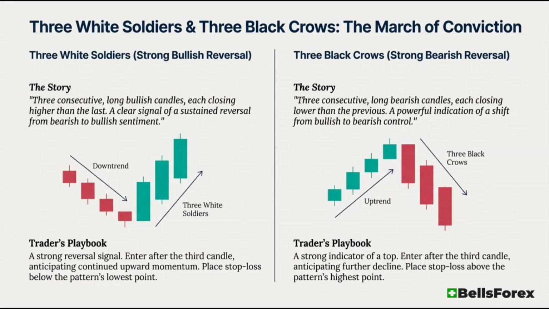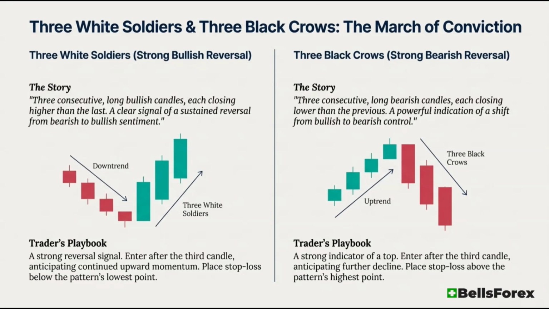The 3 black crows are profoundly bearish. They happen after a strong uptrend and are made of 3 consecutive long bearish candles. Crucially, each candle must open within the body of the previous one and then close lower. The significance there isn't just that the price went down for 3 days in a row. It's that the bears managed to sustain that aggressive selling pressure with very little pushback day after day. It screams that sentiment has collapsed.